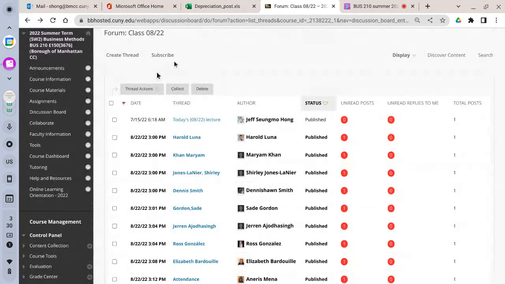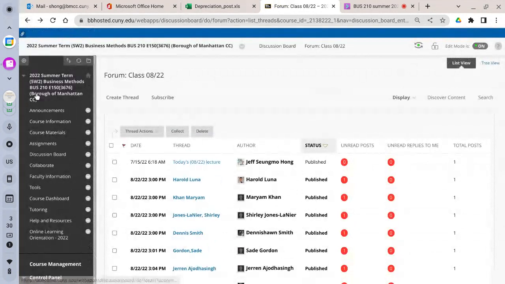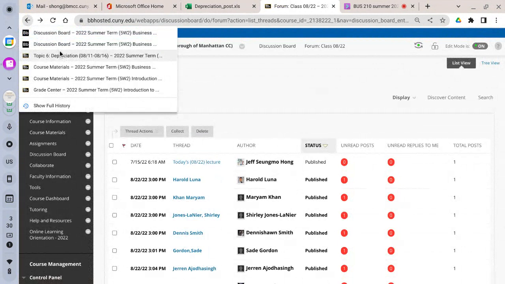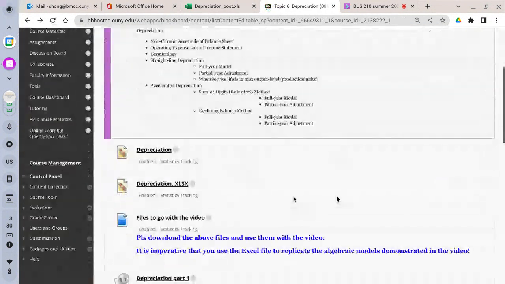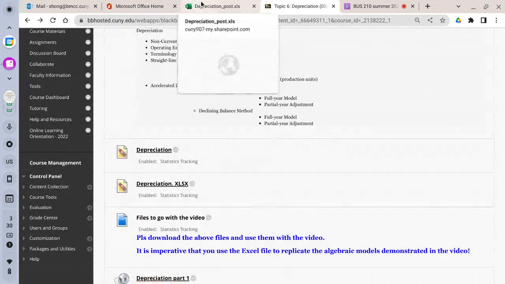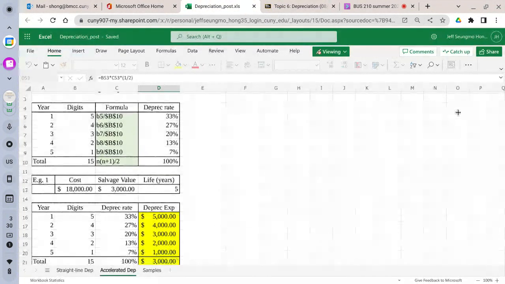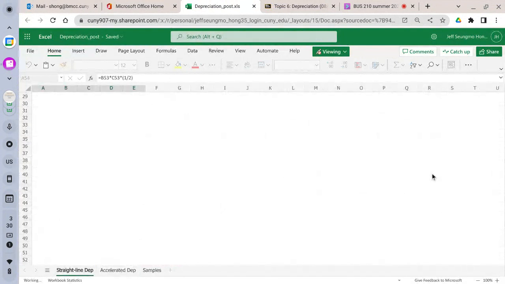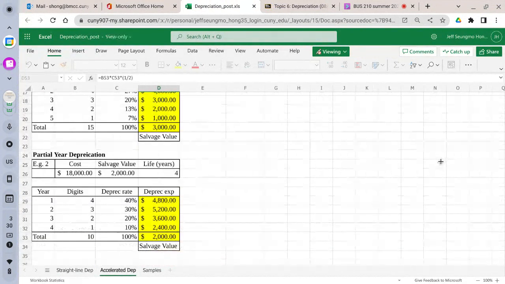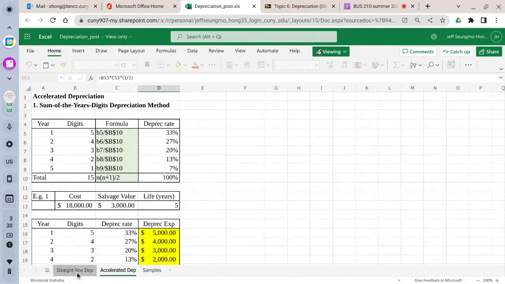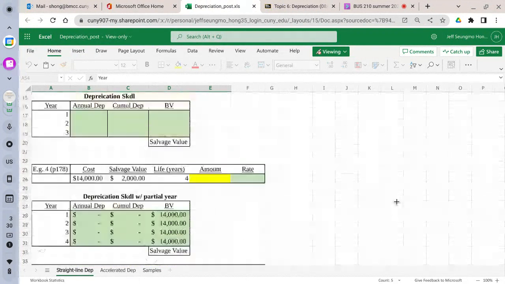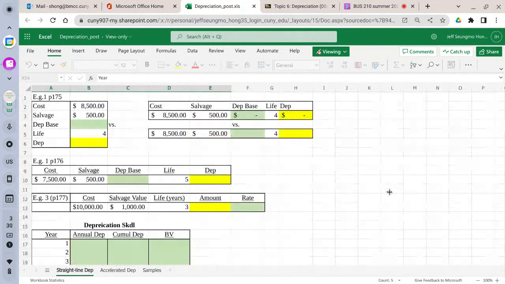Alrighty, as I was saying, this Excel file, please open that. And I have opened it here. That's the accelerated and straight line depreciation. So here are these examples. It's not a difficult one. This one is just to show you that the layout can be like this, or the layout can be like this. It doesn't really matter.